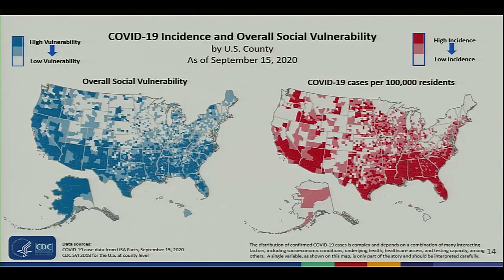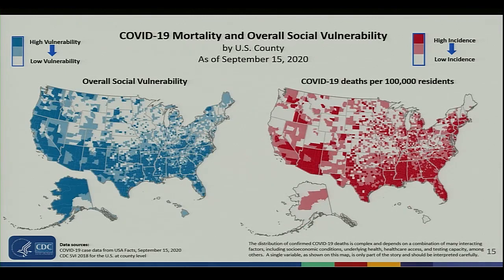The map on the left displays the Social Vulnerability Index, with those counties displayed in dark blue having the highest vulnerability. The map on the right displays the COVID-19 cases per 100,000 residents, with darker red representing counties with the highest COVID-19 incidence. As you can see, these maps follow similar geographic patterns, indicating that many communities with high social vulnerability experience a high incidence of COVID-19.